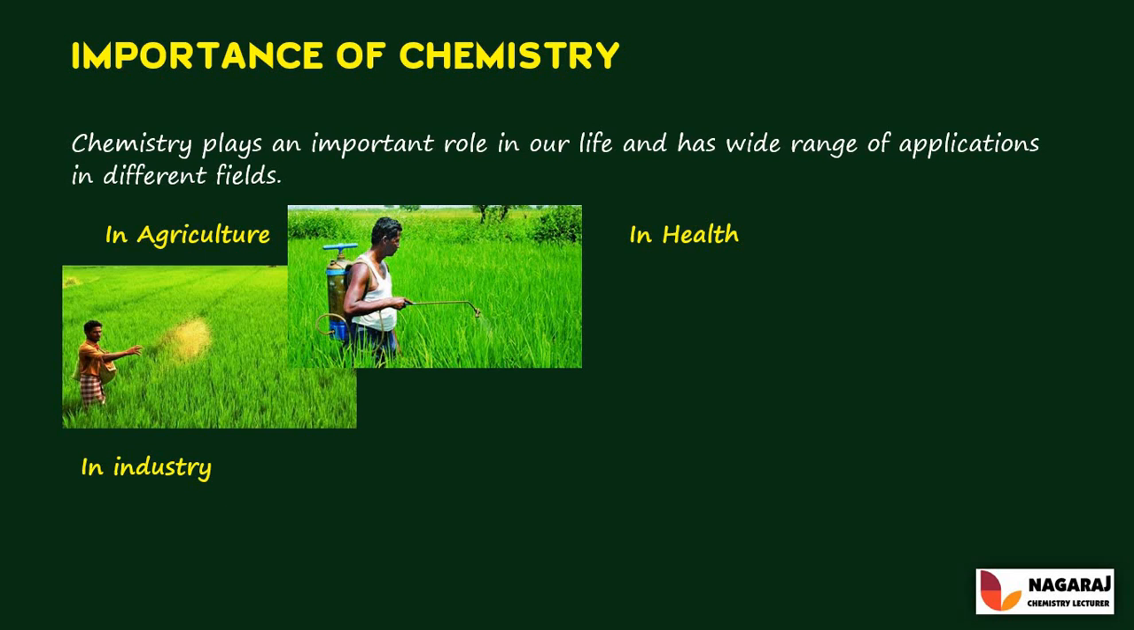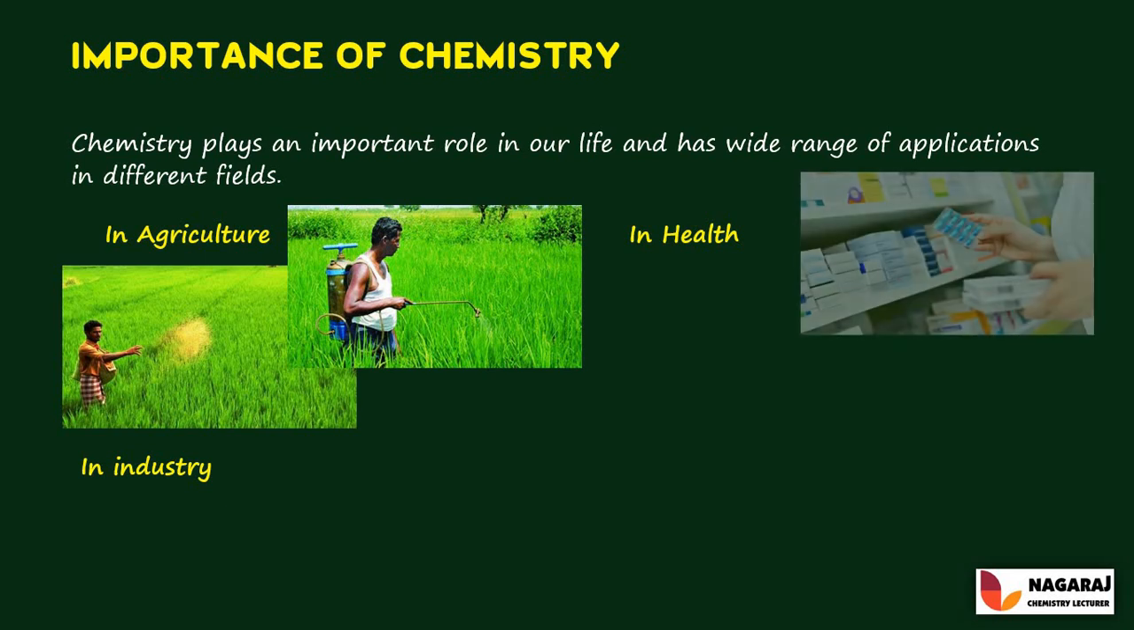That is, first, in order to get a good yield, we are using chemical fertilizers, and in order to protect the crops from insects and bacteria, we are using insecticides and pesticides. To avoid or kill insects and bacteria, that is, to protect the crops, we use chemicals. Those chemicals we call insecticides and pesticides. And let us see how chemistry plays an important role in health.